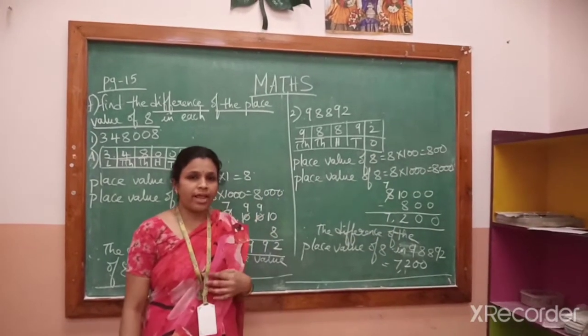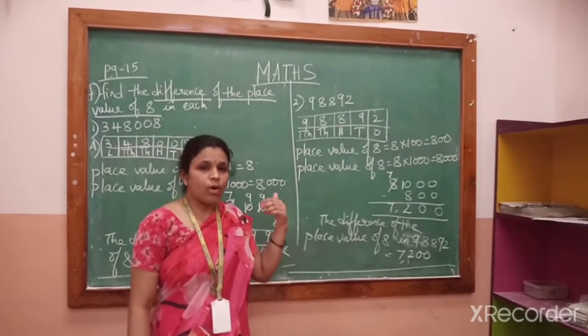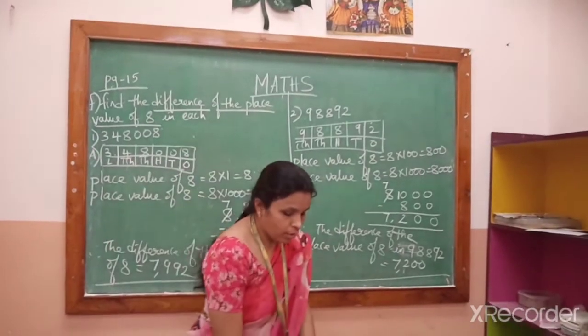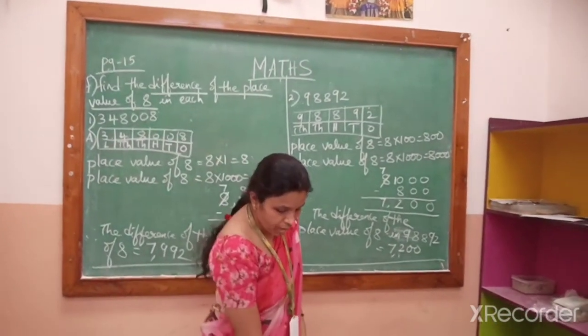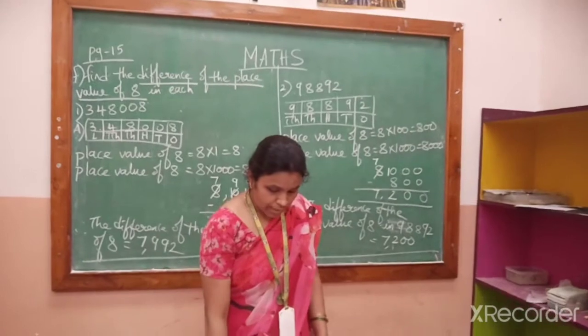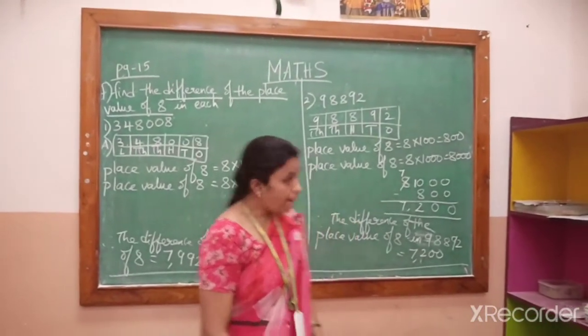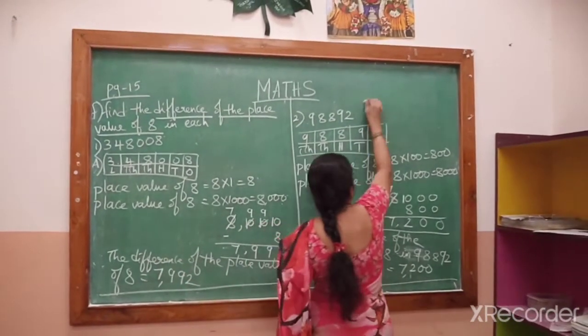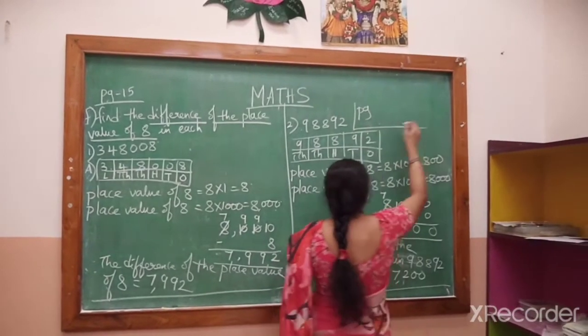Is it clear, children? Understood? So what I have explained, today's concept, you can go through from the page number, you can go through what I have explained.